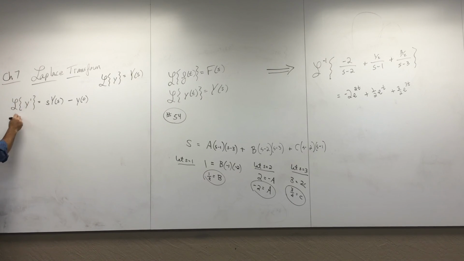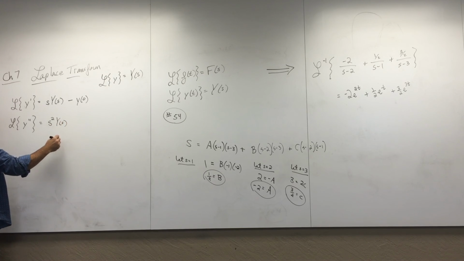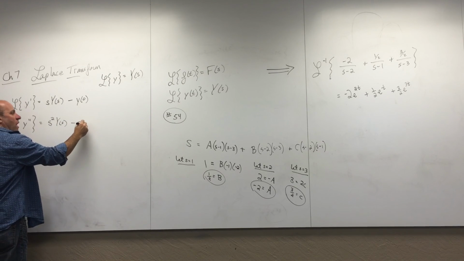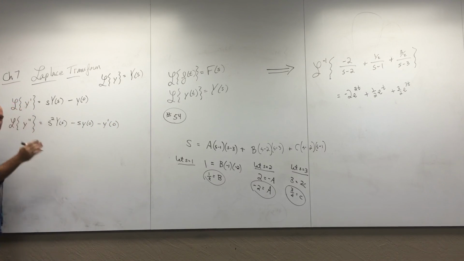That's a y prime. How do you do a y double prime? Watch this. I think it's s squared big Y of s minus s y of 0 minus y prime of 0. See, what's funny is these are initial conditions. The initial conditions from the DE are showing up in my Laplace of the derivatives in the DE.